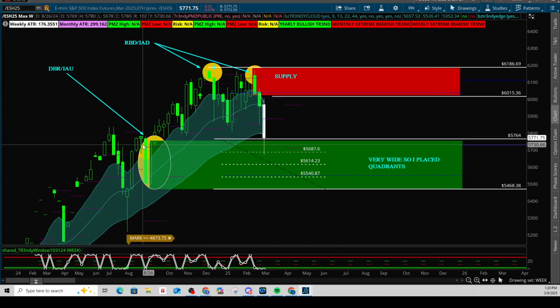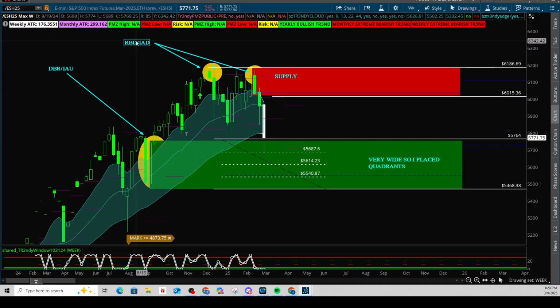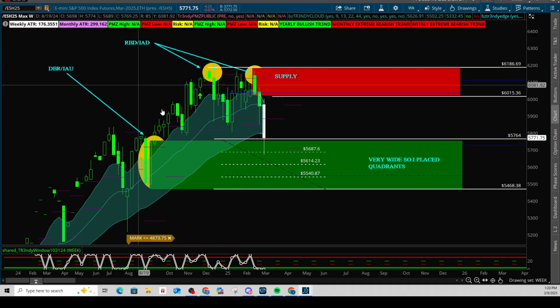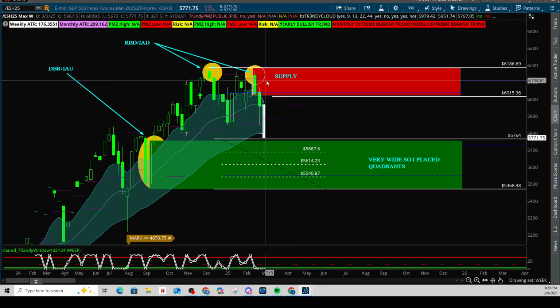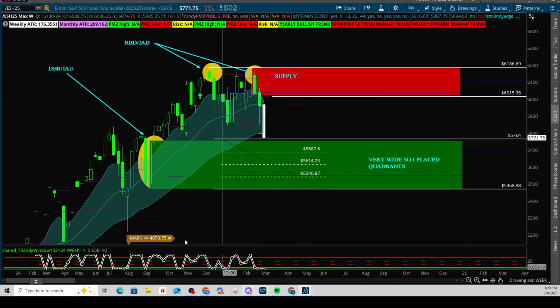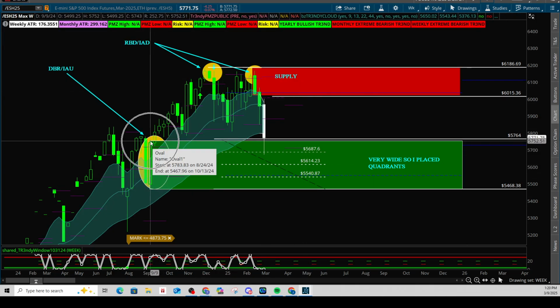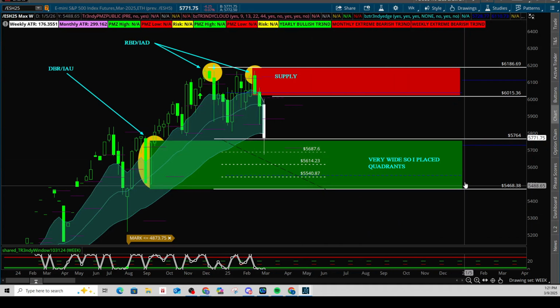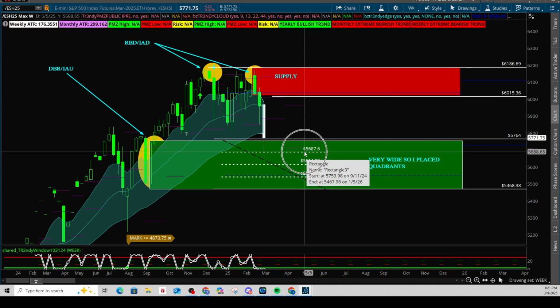So over here, we have a drop-based rally inside an up formation. Over here, we have rally-based drops plus inside and down formations. I combine both of these to create the supply zone. I just simply place our lines here on this formation and we have demand. Because it's so wide, I went ahead and used our quadrants.